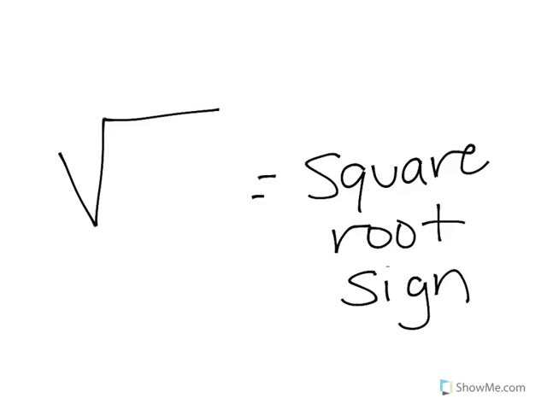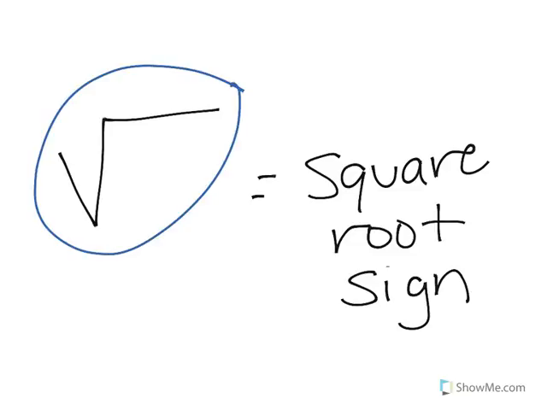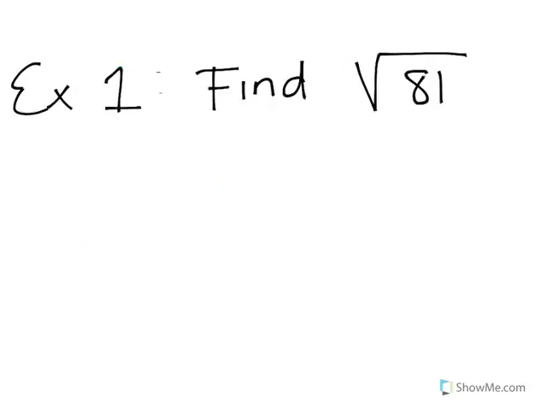So let's do an example here. Actually, before we do that, I wanted to let you know that this sign right here is the universal sign for square root. Whenever you see that sign, it's asking you to solve for the square root. So for example, in this question, it says find, and we read this as find the square root of 81. I'm going to say that again. Find the square root of 81.